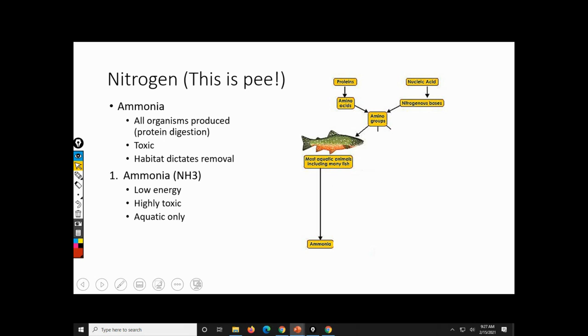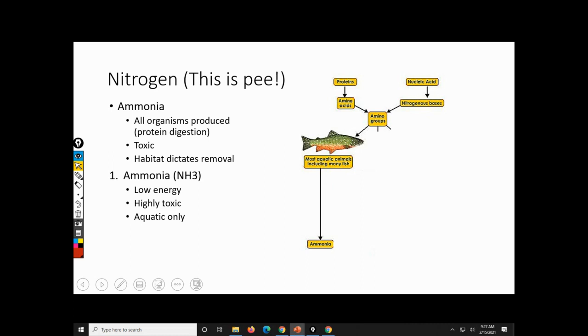So this is why we have these different types. Where you live ultimately, so where you're going to release this stuff, is really going to limit the form that it can be in. So there's going to be a lot of benefits and disadvantages to each type.